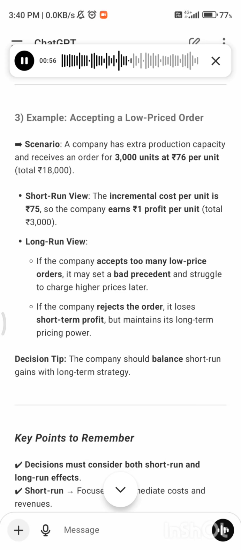Short-run view. The incremental cost per unit is 75, so the company earns 1 profit per unit, total 3,000. Long-run view. If the company accepts too many low-price orders, it may set a bad precedent and struggle to charge higher prices later. If the company rejects the order, it loses short-term profit but maintains its long-term pricing power. Decision tip: the company should balance short-run gains with long-term strategy.